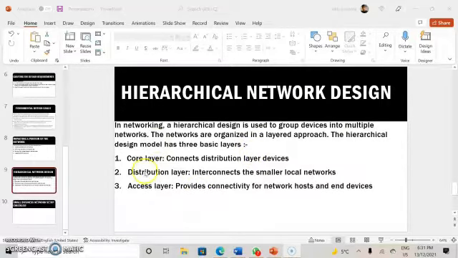This includes three basic layers: core layer, distribution layer, and access layer. In the core layer, we have routers and switches, which are the backbone of the network. This should be connected to the high-speed internet, so the fiber optics cable will be directly connected to the routers at the core layer.